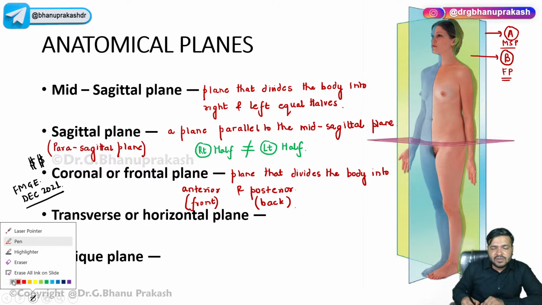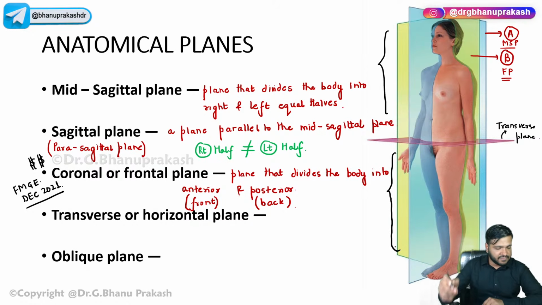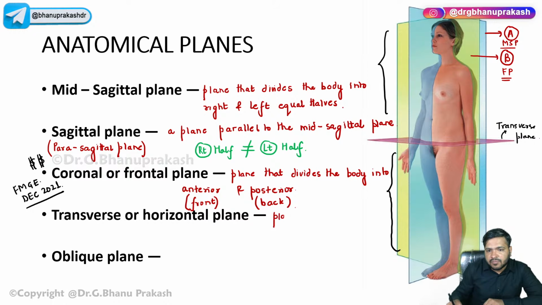Now guys, you can very well see over here, this is the transverse plane. Now this plane is basically dividing the body into upper part and lower part. Remember, it is a plane parallel to the ground surface.